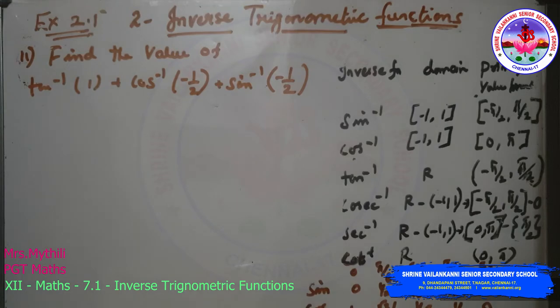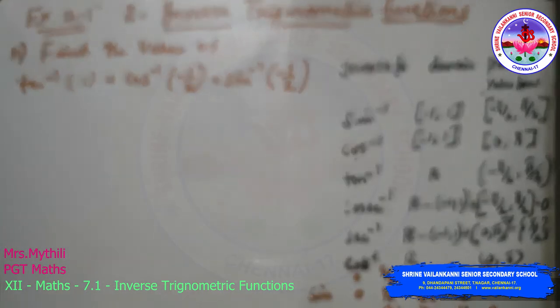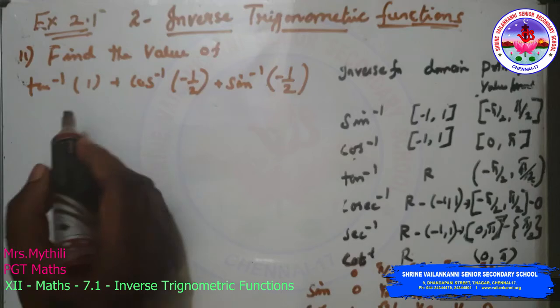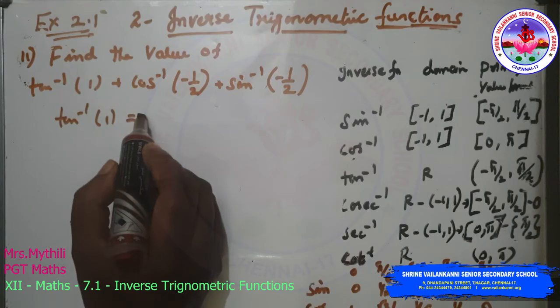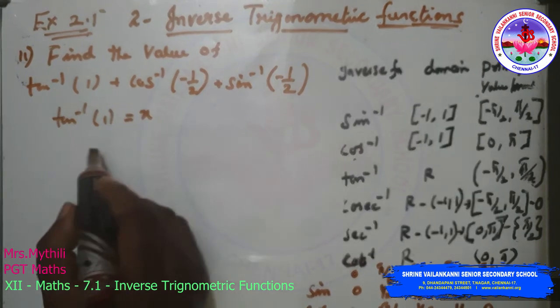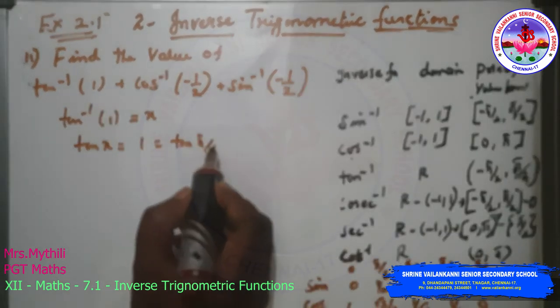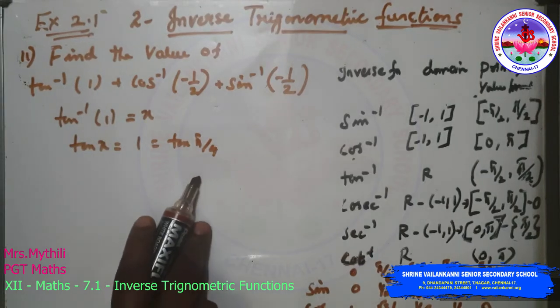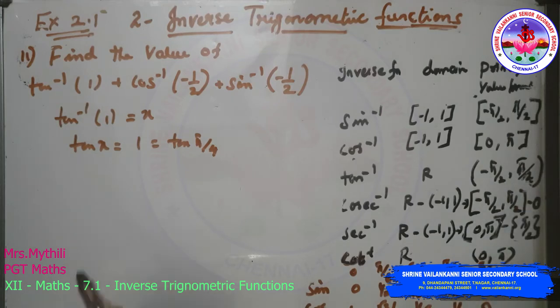11th one, find the value of tan inverse of 1 plus cos inverse of minus half plus sin inverse of minus half. We can directly do this question, otherwise we can take them separately and find the solution. Tan inverse of 1 is x, so tan x equals 1, which is tan pi by 4. Pi by 4 lies in the range of the principal value branch of minus pi by 2 to pi by 2. So tan inverse of 1 is pi by 4.